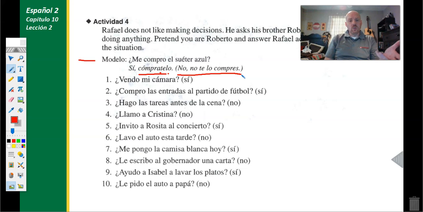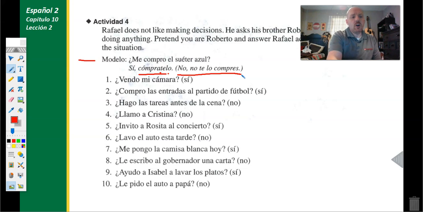And then the negative, remember those same pronouns would come before the conjugated verb for a negative command. No, no te lo compres. Don't buy yourself it. Remember, you see the compres. That comes from the verb comprar, compro, compr, and then no compres, the negative tú command.